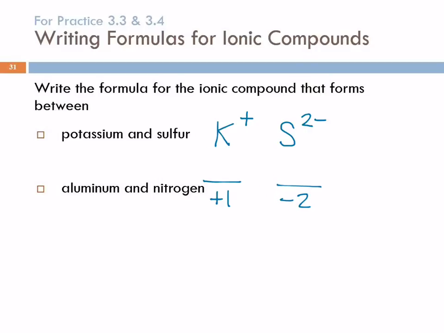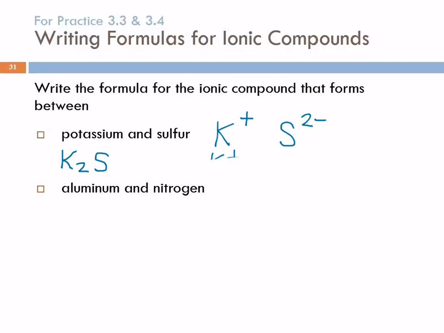But if I had another K+, then my total positive would be +2. And so now if I have 2 K pluses and 1 S2 minus, overall their charge is going to be 0. And that's the lowest ratio. And so then I would write this formula as K2S. In the formula for the compound, you do not write the charges. No charges in the formula. Any questions about that?